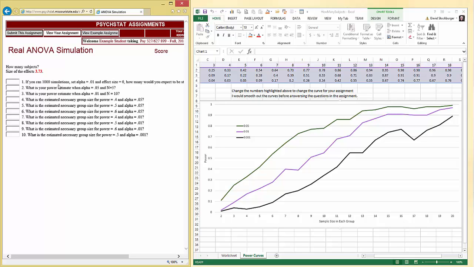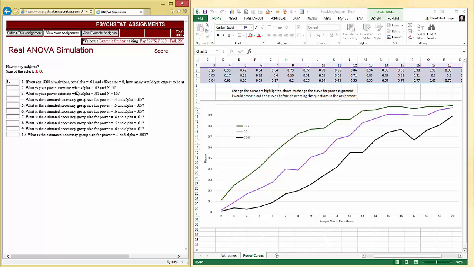If you ran 1,000 simulations and set alpha to 0.01 and effect size 0, because we have a different effect size for our power curves, how many would you expect to be statistically significant? Well, when the effect size is 0, that's when the null hypothesis is true. We'd get the proportion of alpha, so we would get 1 in 100. And if we ran 1,000, we would get 10. We would expect 10 to be significant. Would we get 10? Probably not, but that's the whole basis of statistics.